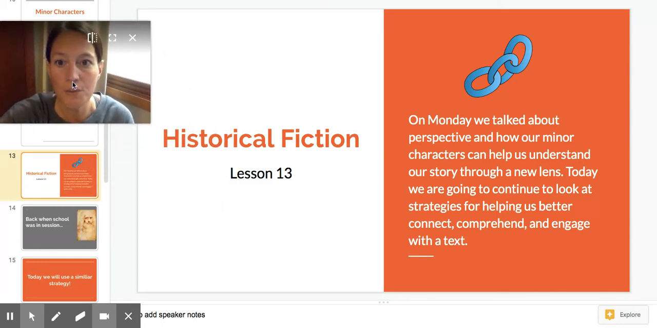We are going to continue our work for our mini lesson today in reading on historical fiction, lesson 13. And on Monday, we talked about perspective and about how our minor characters can help us understand our story through a different lens. And that's a really important strategy for helping us have better comprehension of all the different sides of our story. Today, we're going to continue working with using strategies to help us better connect and comprehend and engage with our text.